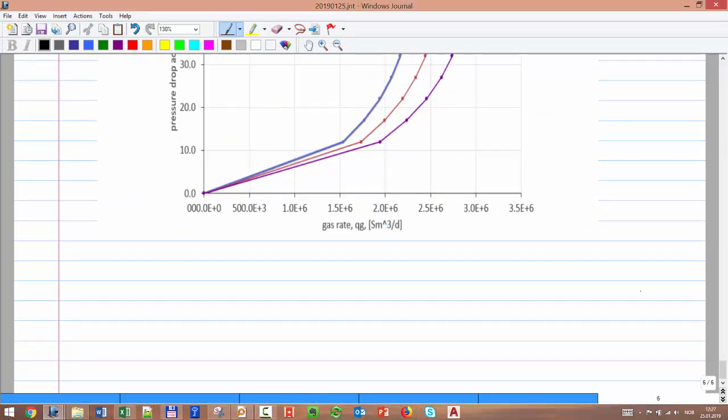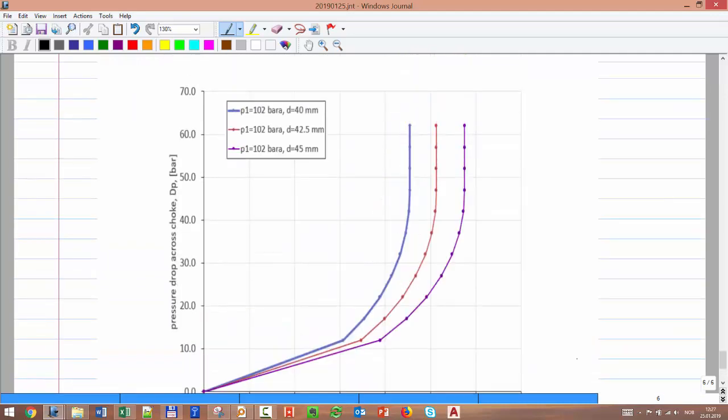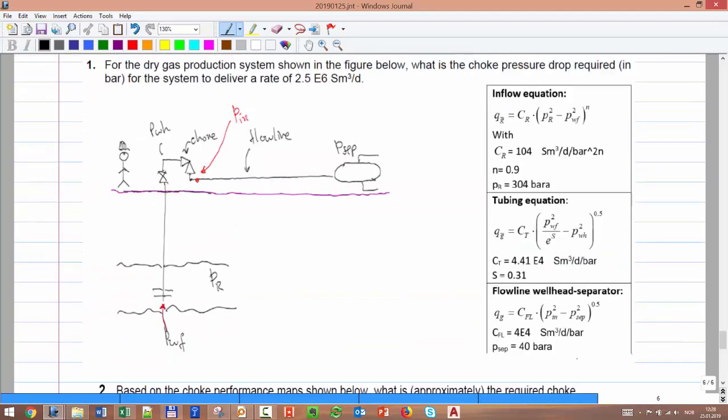Volunteers, how did you get to the solution? Okay, that's fine. So what do you do? Just to be clear, we have a system operating in plateau production, and we said we want a rate of 2.5.